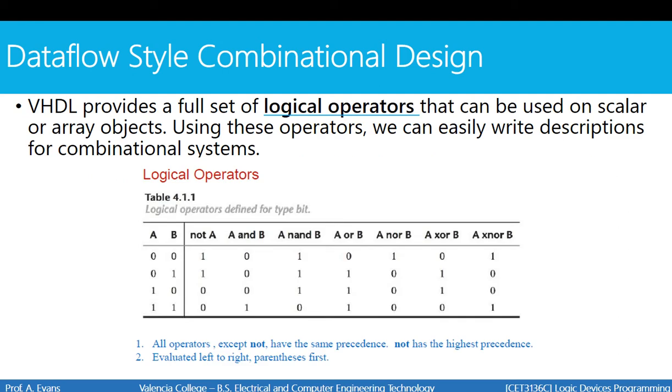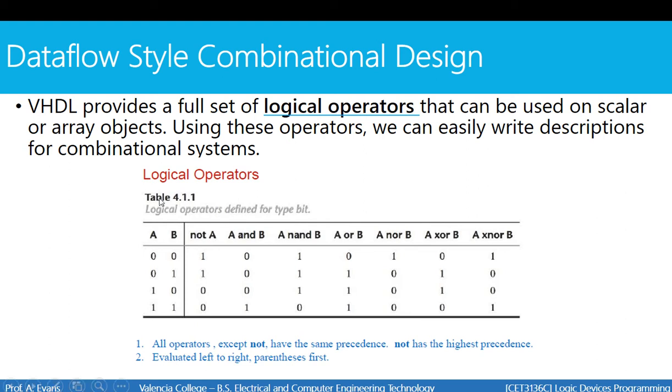So VHDL provides a full set of logical operators. We've already seen a few of those in the previous videos that have been posted, as well as some of your labs that you've already been working on. We can see that there are logical operators already available to us within VHDL. So those include not, and, NAND, or, NOR, XOR, and XNOR. Anytime you want to use any one of those logical operators, you can simply type that keyword into your code and you will be able to perform that operation on your two signals. And depending on what you're doing, it could be two or more signals.